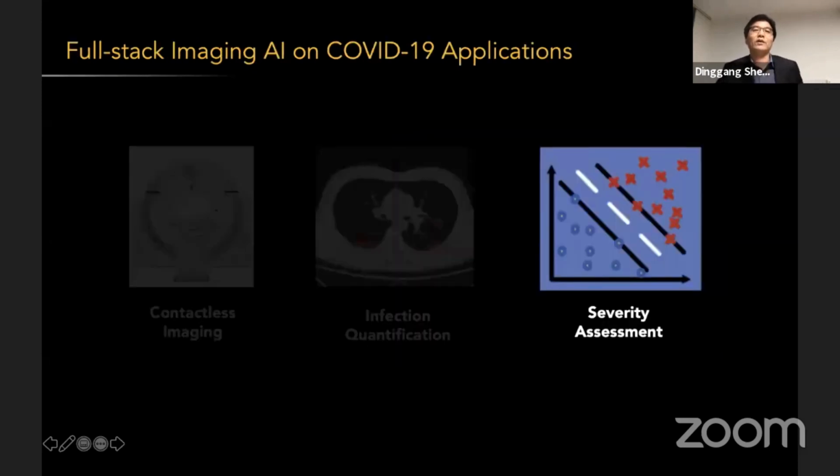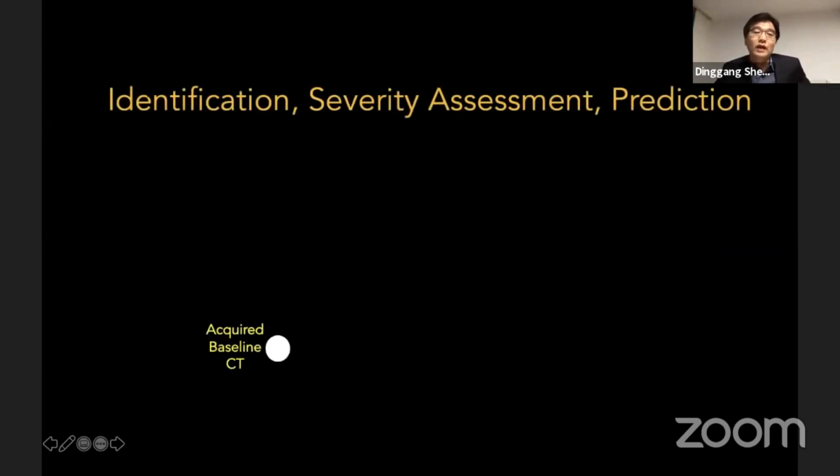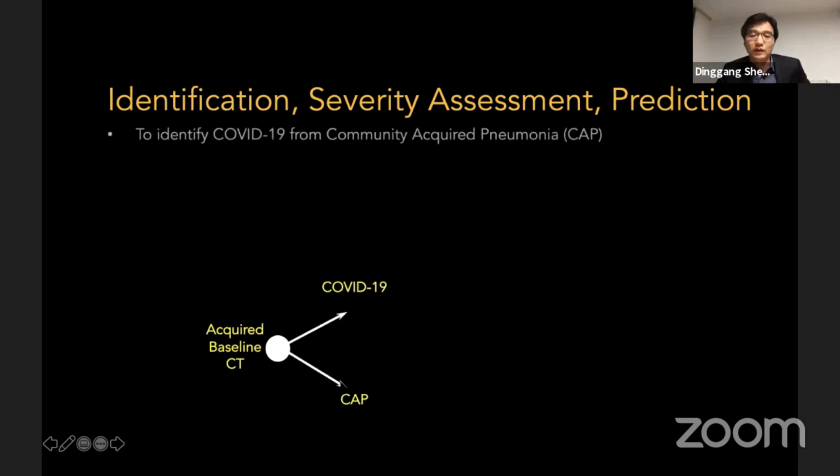And also, after you acquire images, one important thing is you want to do identification, severity assessment, and prediction. For example, after you acquire the images and the patient is still in the CT, particularly on the CT table, before sending this CT to the radiologist, the algorithm can answer this kind of questions. For example, whether the current subject has COVID-19 or CAP. CAP stands for community-acquired pneumonia. And of course, this is a very important task. You can have one algorithm to do that.